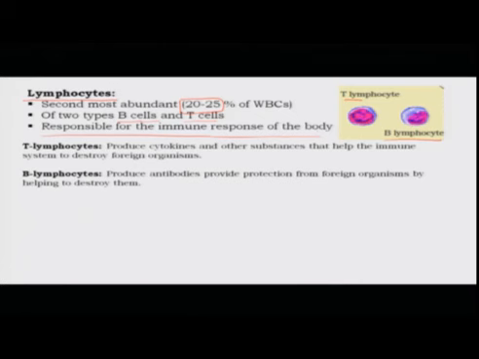If I tell you in some more detail, the T lymphocytes produce a lot of proteins called cytokines. These cytokines are very useful for activating the immune system, and many other substances are also produced by the T lymphocytes, which help the immune system to destroy foreign organisms. The B lymphocytes, on the other hand, are very specialized. They produce a molecule which is known as an antibody. I will come to what an antibody is a little bit later, and then I will tell you exactly what the function of an antibody is. But for right now, what you need to know is that antibodies are used to provide protection from foreign organisms by helping to destroy them.